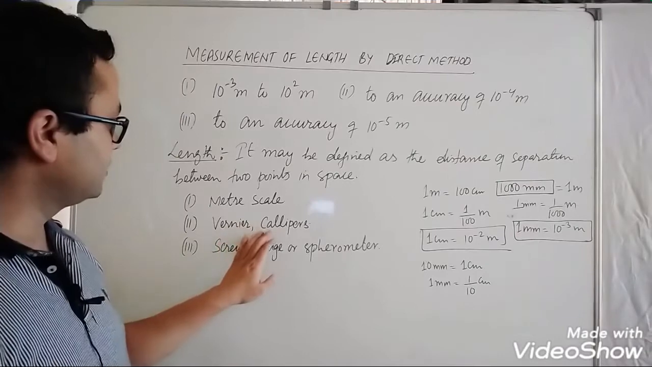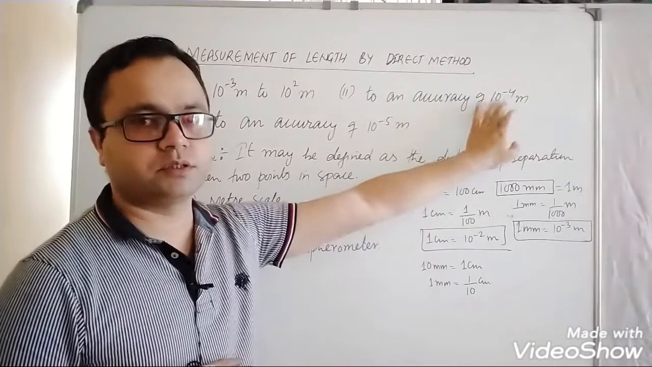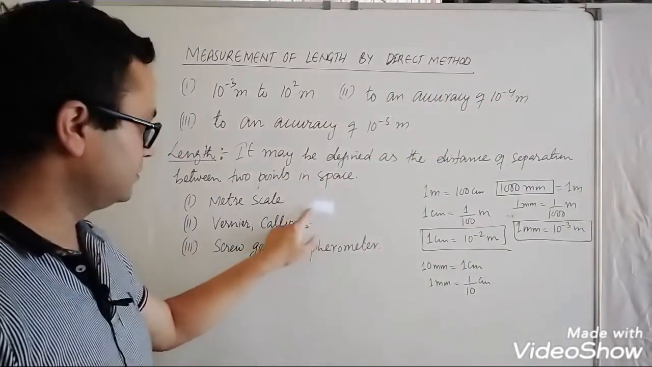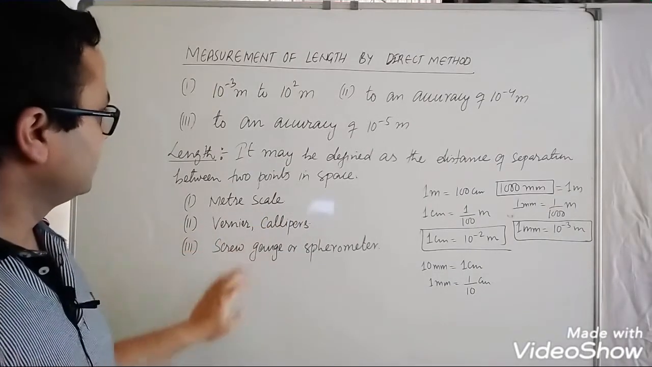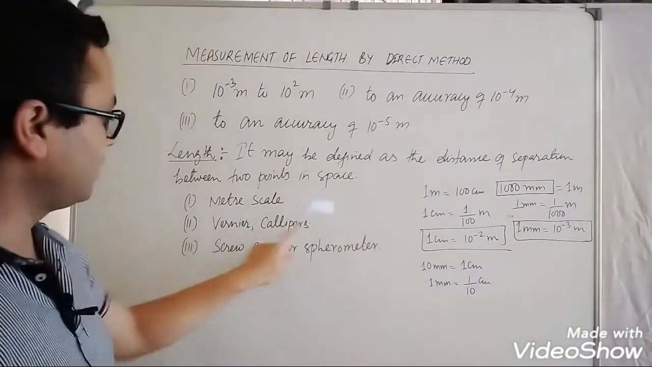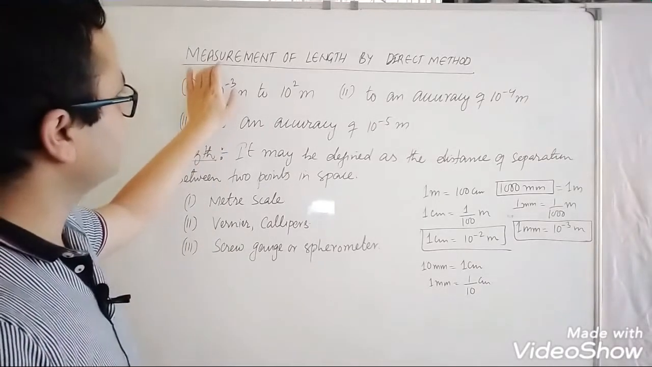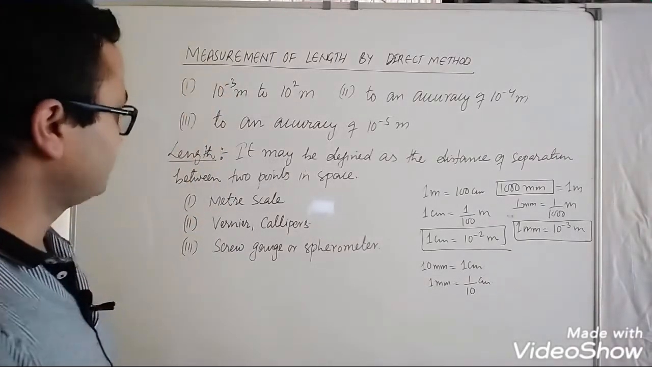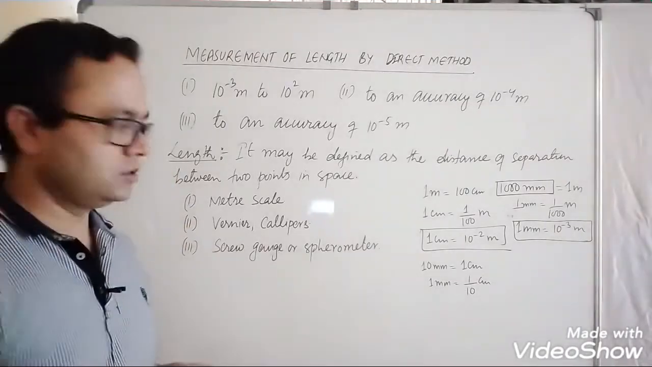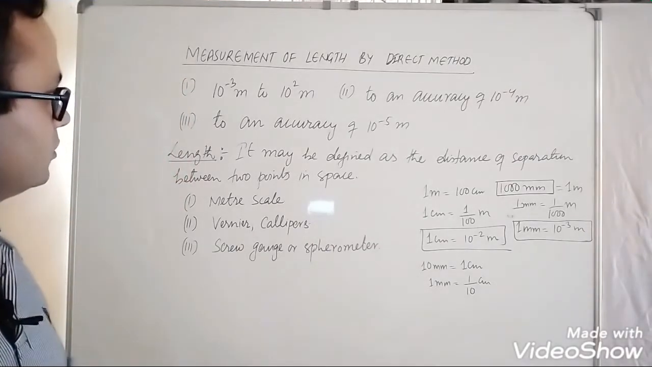Similarly, an accuracy of 10 to the power minus 4 meter can be measured with the help of a vernier caliper, and an accuracy of 10 to the power minus 5 meter can be measured with the help of a screw gauge or spherometer. Okay, this is the direct method for measurement of length. Next is the indirect method. We will discuss it in the next class. This much for today. Thank you.